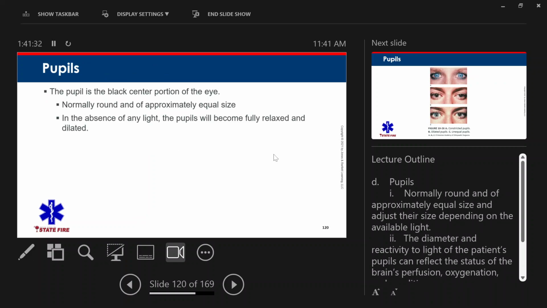Pupils. What did we learn in vitals that they should be? PEARL. They should be PEARL, and PEARL means what? Pupils are equal, round, and reactive to light. What the left one did, the right one should do. Does it take work from the brain to make the pupil small or big? Small. It takes work from the brain to make the pupil small.